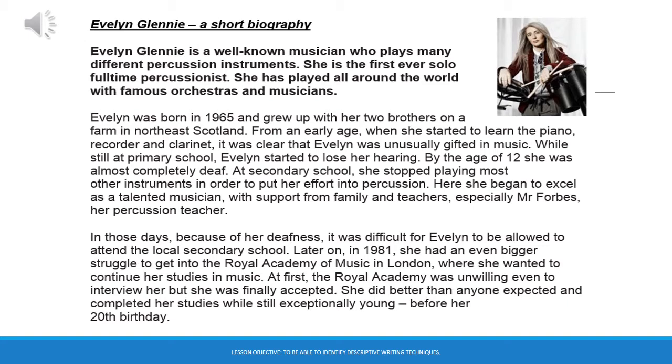At secondary school, she stopped playing most other instruments in order to put her effort into percussion. Here she began to excel as a talented musician, with support from family and teachers, especially Mr. Forbes, her percussion teacher. In those days, because of her deafness, it was difficult for Evelyn to be allowed to attend the local secondary school. Later on in 1981, she had an even bigger struggle to get into the Royal Academy of Music in London, where she wanted to continue her studies in music. At first, the Royal Academy was unwilling even to interview her, but she was finally accepted. She did better than anyone expected and completed her studies while still exceptionally young, before her 20th birthday.